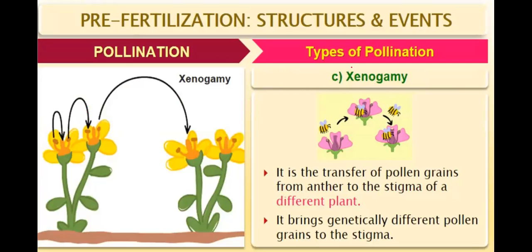Now the third type is xenogamy. What happened in this case? It is the transfer of pollen grain from the anther to the stigma of a different plant. This is plant A, and this is plant B. So the transfer of pollen grain from the anther of one plant to the stigma of a different plant is called what? Xenogamy. This is autogamy. This is geitonogamy. This is called xenogamy. It brings genetically different pollen grains to the stigma.